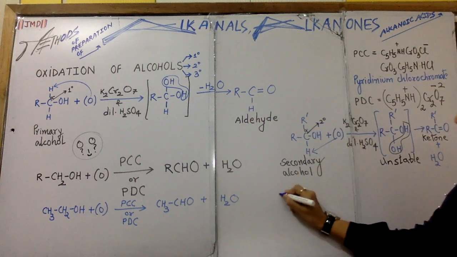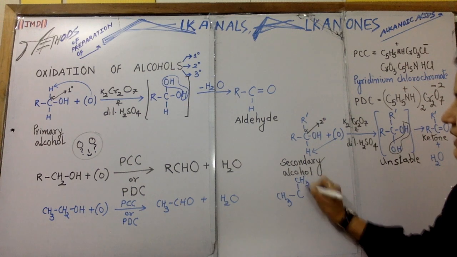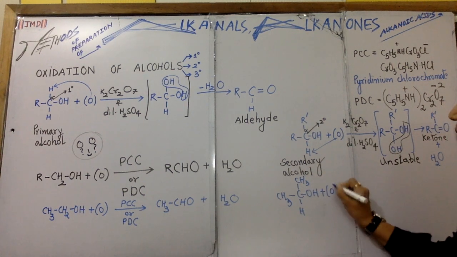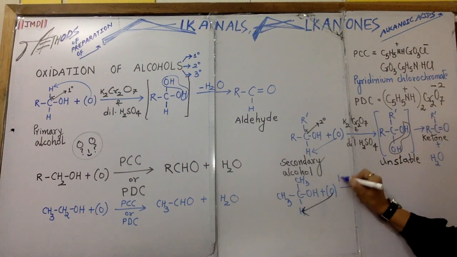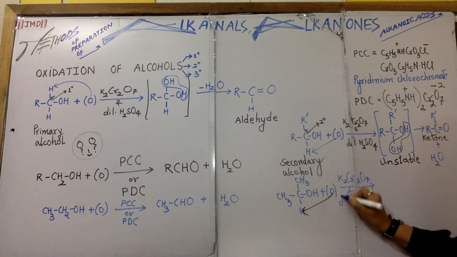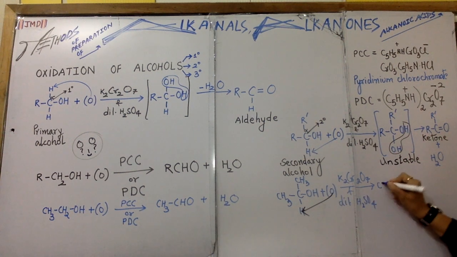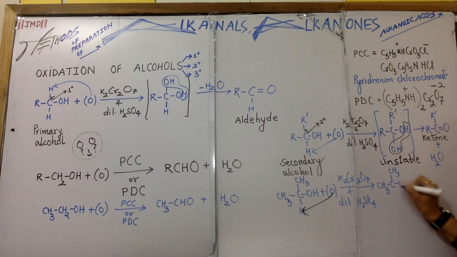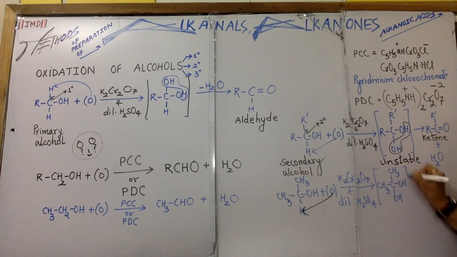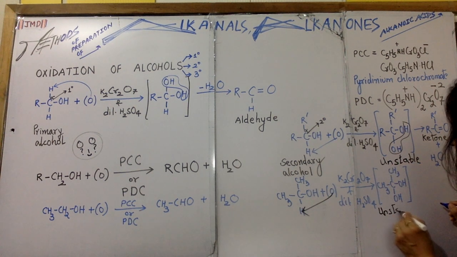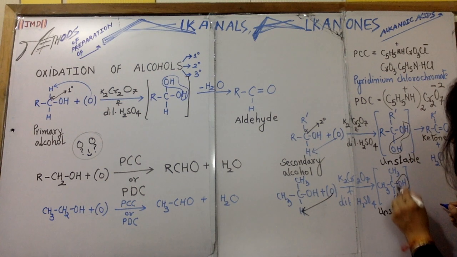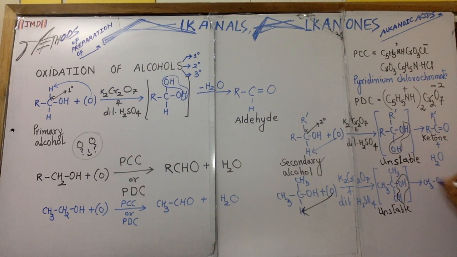We can write an example. Say I take a CH3 over here, and I take a CH3 over here, and I take an H and an OH plus O. So attack. So I get K2Cr2O7 and dilute H2SO4. So I'll be getting the unstable compound CH3, C(CH3), OH, and OH, highly unstable, loses the molecular water, and we get CH3, C double bond O, CH3 plus water. So this is propan-2-ol. This is propanone.